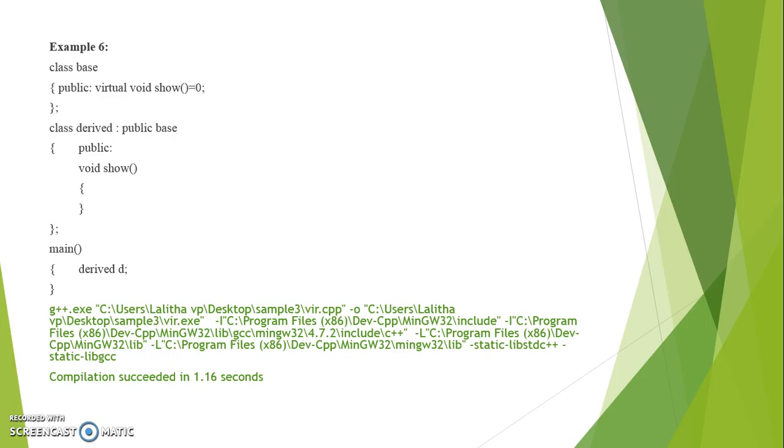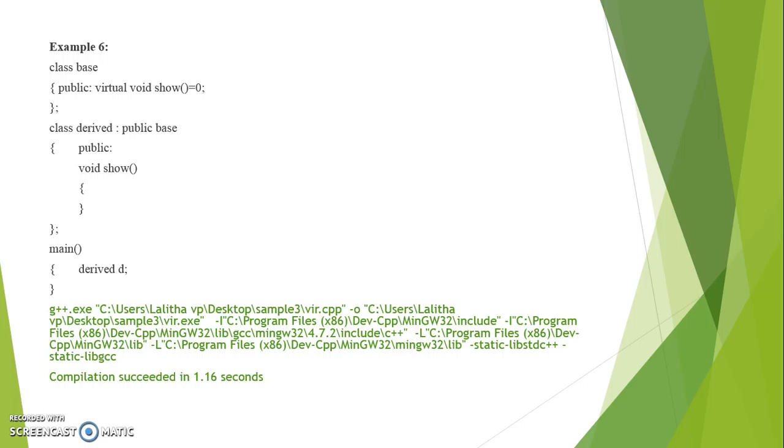Now we are redefining that function in the derived class as void show. Now we will create an object of D. Yes, compilation succeeded. That means I can create an object of class derived. This is how we need to create it.